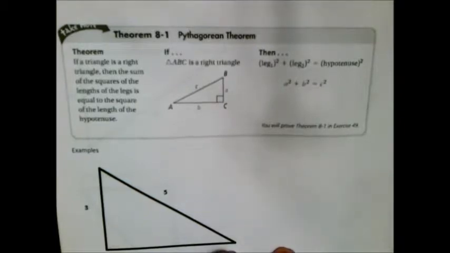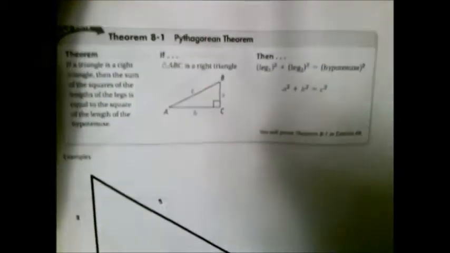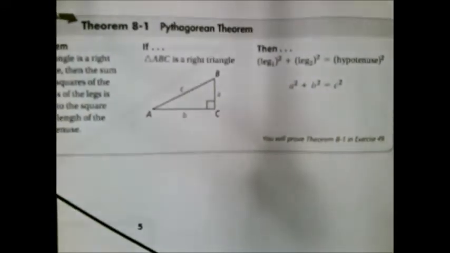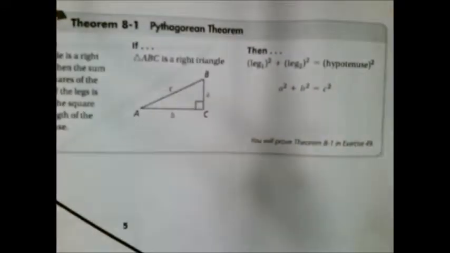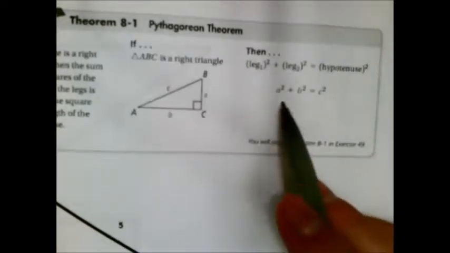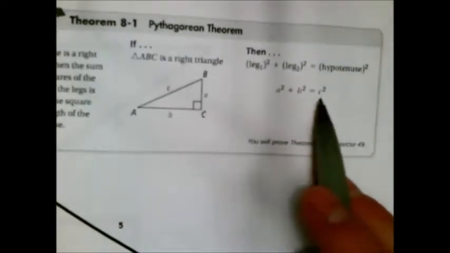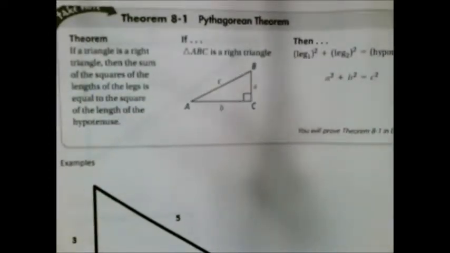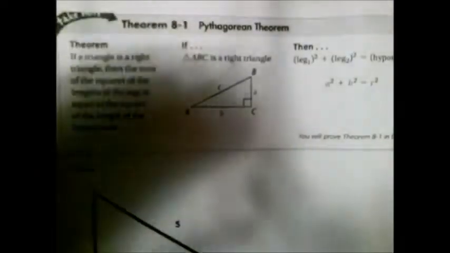Well, the Pythagorean theorem is really a formula used to find the third side of a triangle, knowing the other two. The Pythagorean theorem goes as follows. It says that a squared plus b squared equals c squared. What this means is, first, let's explain the different parts of a triangle.